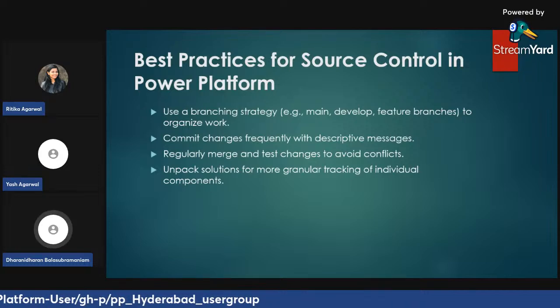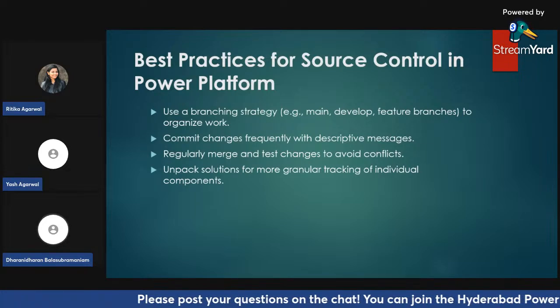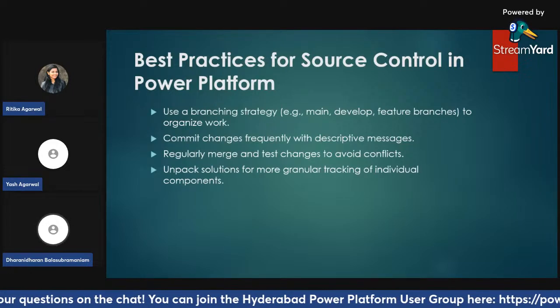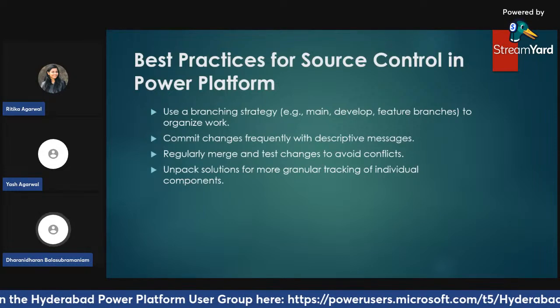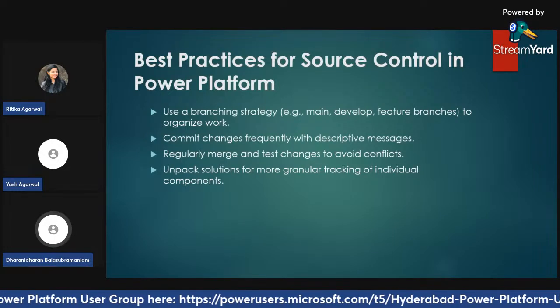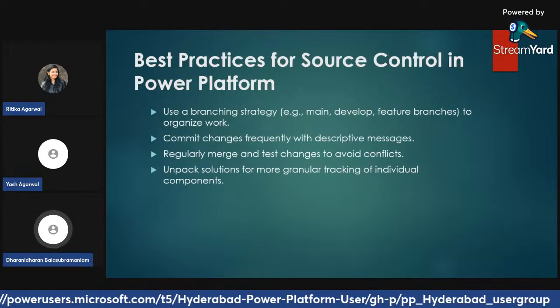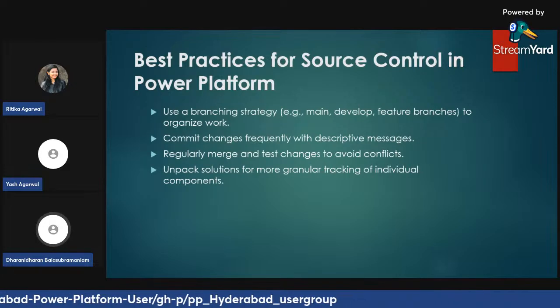Now let's talk about some best practices for using source control effectively in Power Platform projects. First and foremost, we need to adopt a branching strategy that works for your team, based on the team structure and size. Each organization can have its own. There is no thumb rule that the branching strategy should be like this or only like this. Each organization, based on their requirements, can have their own branching strategy that works best for their team.